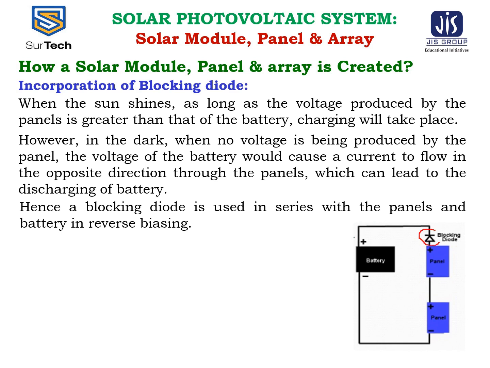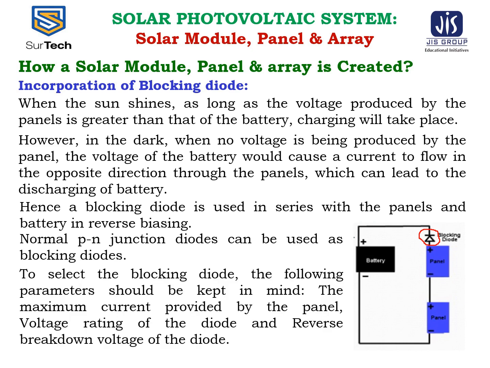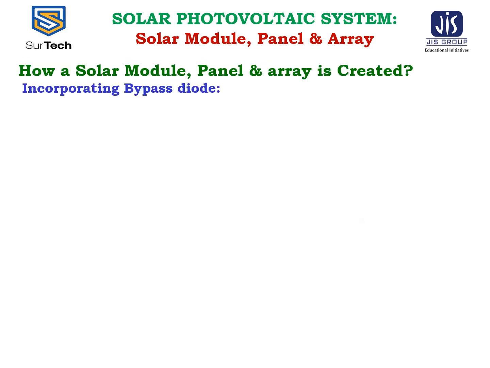This is the blocking diode attached in series to the panel. Normal PN junction diodes can be used as the blocking diodes. To select the blocking diode, the following parameters should be kept in mind: the maximum current provided by the panel, voltage rating of the diode, and the reverse breakdown voltage of the diode.